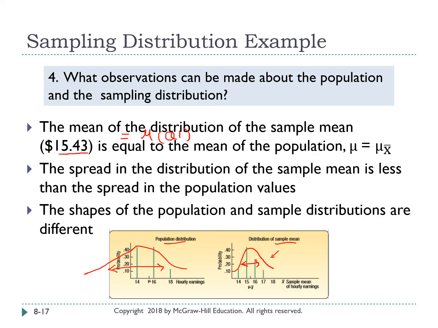The third observation, the shapes of the population and sample distributions are different. You can see here that the shape of the sample looks like a normal bell curve, while the population looks like half of the normal distribution shape. This kind of shape just represents half of the bell curve.